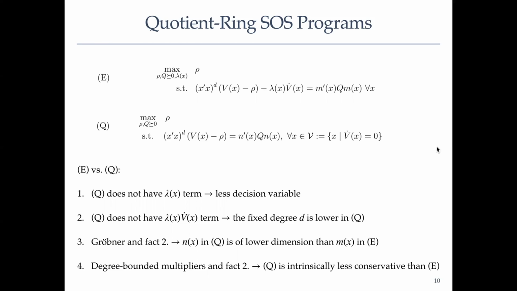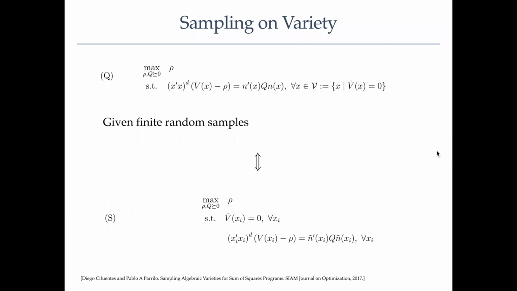So far, it's all good news. Q is strictly better than E in every possible way. And the bad news is getting the Gröbner basis n of x is very difficult symbolically. This is where the sampling variety approach comes in. So this approach is entirely based on the work done by Diego and Pablo.